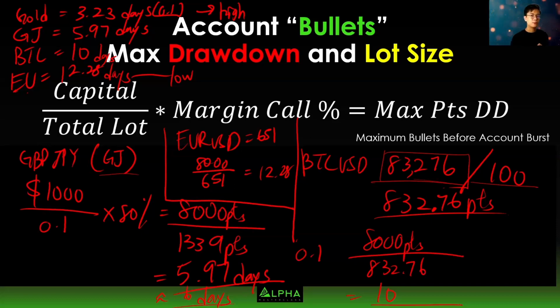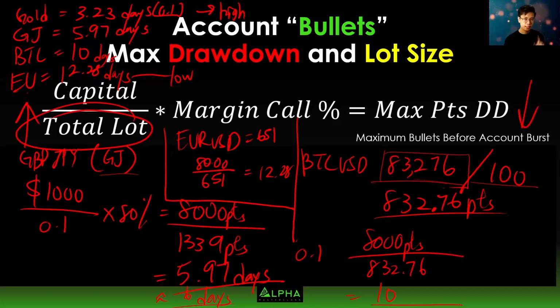Number one, you can see from the formula that the higher the lot size you are using, the lower your buffer. Correct? The higher the lot size you're using, the lower your buffer. Meaning that you should go back and reverse calculate. Currently, in your live account, are you opening overly huge lot sizes? If so, that means your maximum point drawdown is also very low. Very likely that you're going to margin call.